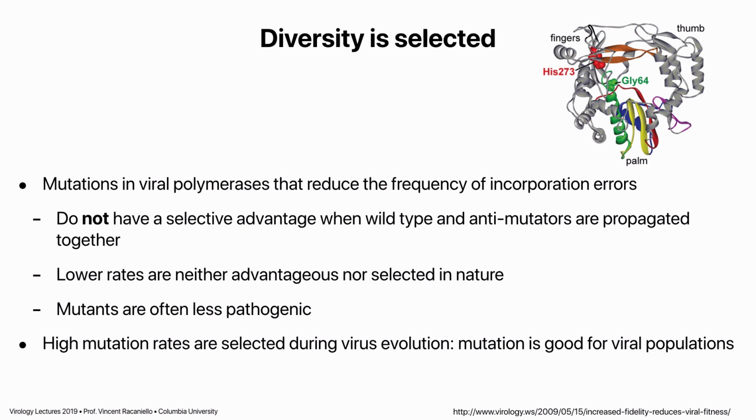So lower rates are neither advantageous, nor are they selected for in nature. We don't see any of these mutations that cause lower error frequencies arising naturally. And these mutants are often less pathogenic in animal models. So this has been done for viruses, for bacteria of many different sorts. The conclusion is high mutation rates are selected for. Mutation is good for populations, in our case for viral populations, because it allows them to adapt to new environments. And the diversity is contained within a virus population. A few million virus particles have a huge diversity of genome sequences to allow them to rapidly adapt to a new environment. Makes a lot of sense. One genome sequence may not have the mutation the virus needs to reproduce under a certain selection condition, but you have all of them right there, or many of them.